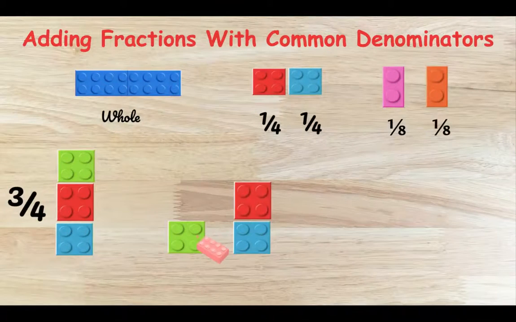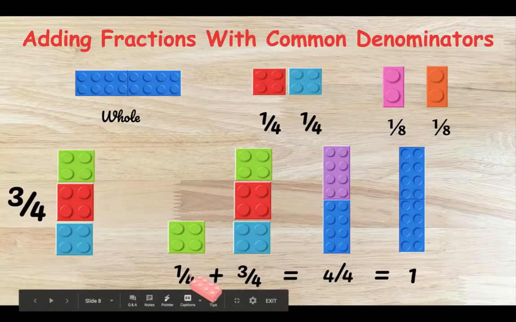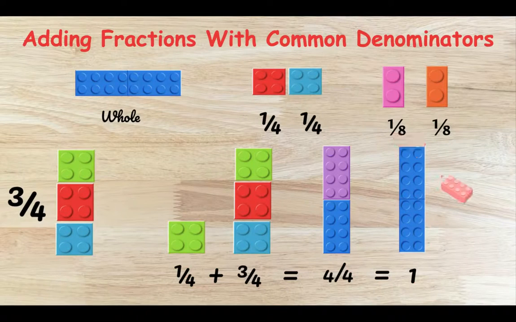So when we add like denominator fractions, like 1/4 plus 3/4, it equals 4/4, which is equal to 1, which is a whole. So therefore, 1/4 part plus 3/4 part equals a whole.